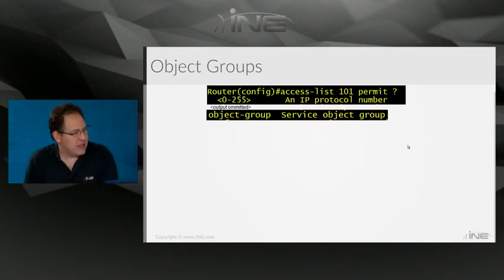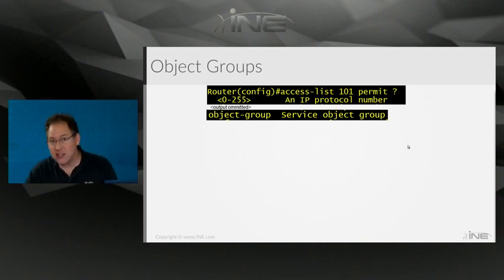So in an extended access list, you'll actually see this keyword of object-group show up in several different places. In this particular case, it's showing up in the high-level protocol field. It will also show up in the source address field, the source port field, the destination address field, and the destination port field. So it shows up in a variety of places.